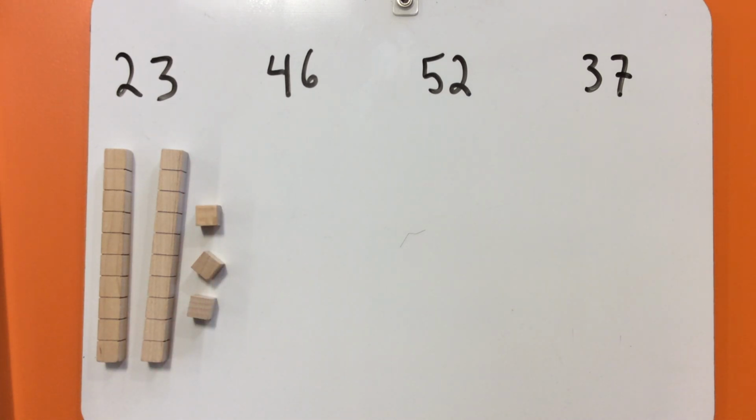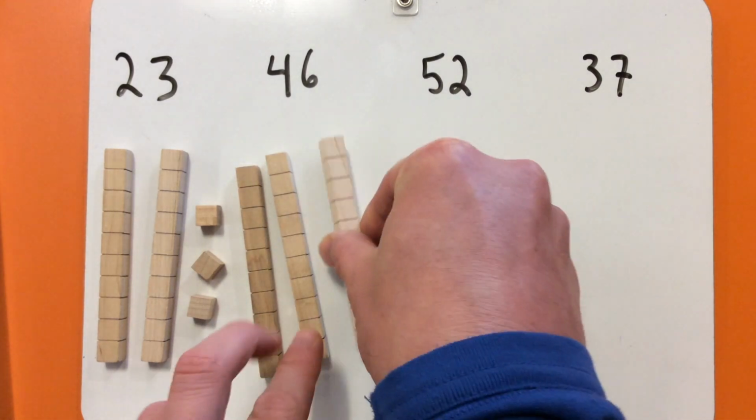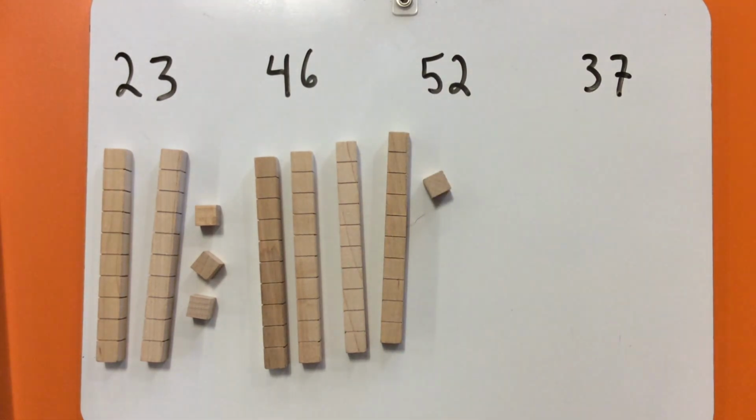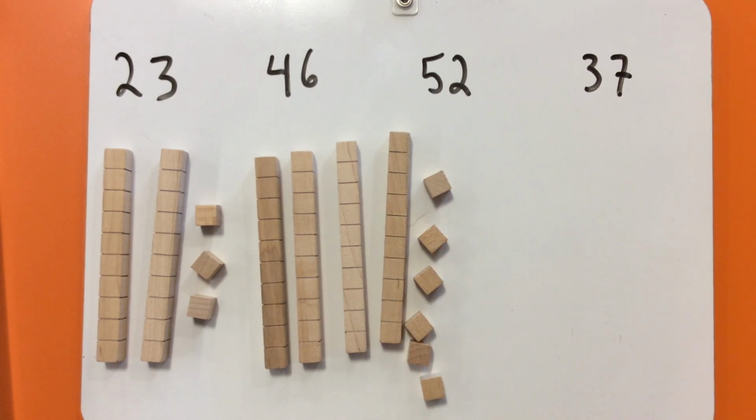For 46, we need 4 tens, 1, 2, 3, 4, and we will need 6 ones. 1, 2, 3, 4, 5, 6. I want you to pause the video now and see if you can make those other two numbers, 52 and 37.